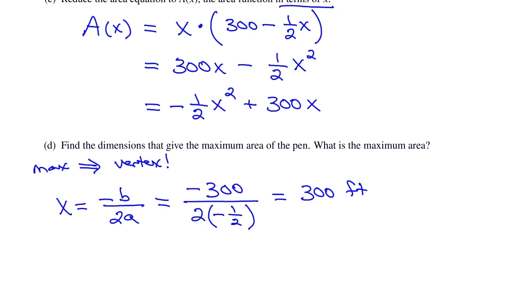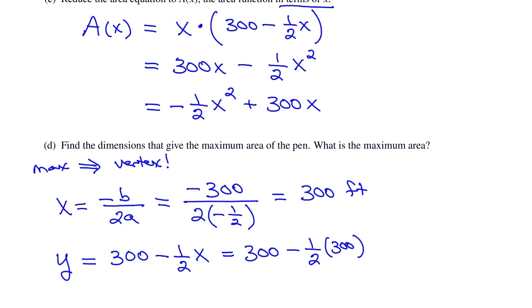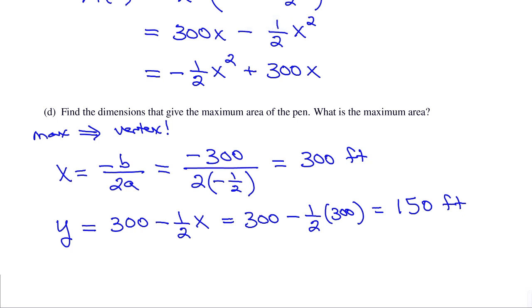The y, the other side, can be found by using the previous formula. y is equal to 300 minus 1/2 x. We now know what x is, so we can plug in our new value for x, which is 300. 300 minus 1/2 of 300 is 150 feet. So the dimensions are 300 feet by 150 feet.